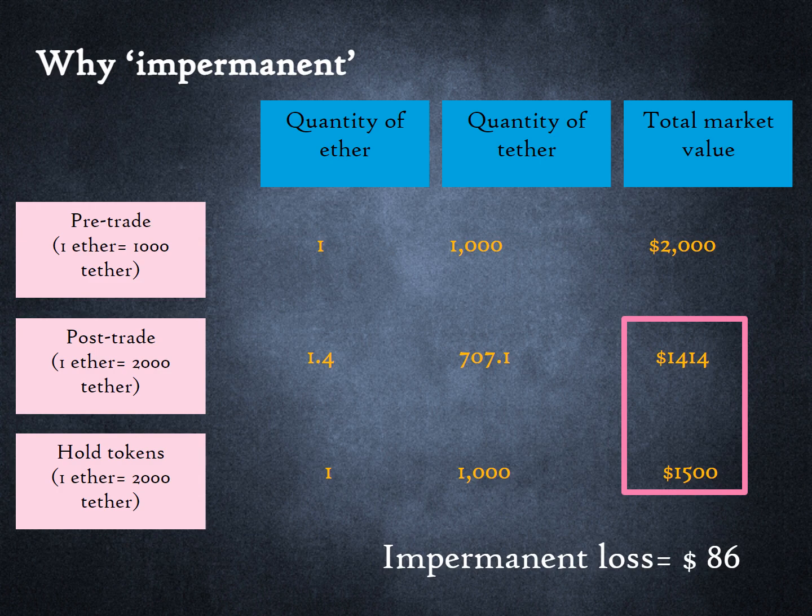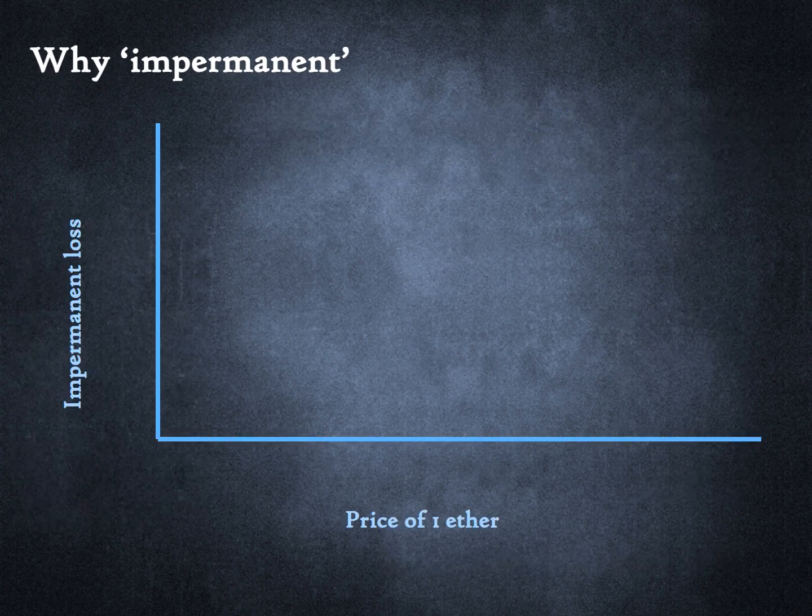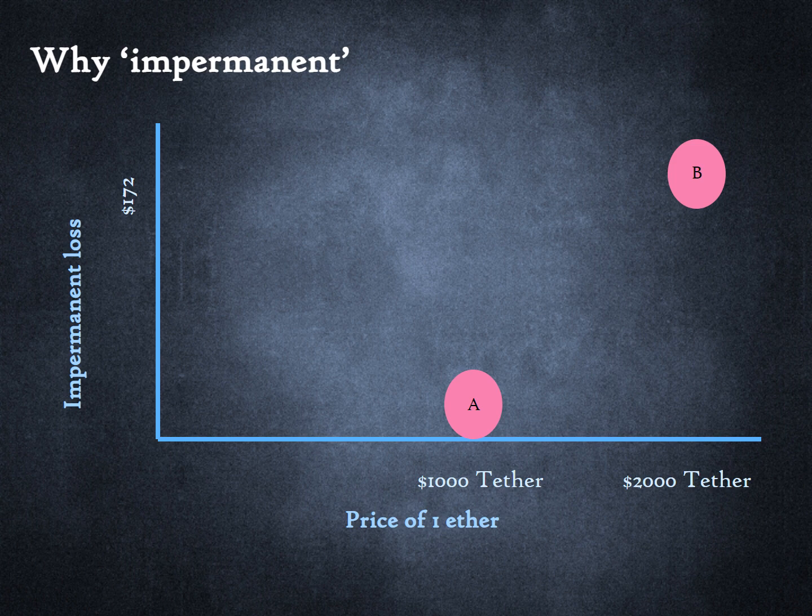Next, we will review the significance of this. At the starting point, the market exchange rate was 1 Ether to 1,000 Tether. The impermanent loss at this point is 0. In one scenario, the market price of Ether increased to 2,000 Tether. The impermanent loss was $172. In another scenario, the market price of Ether decreased to 500 Tether and the impermanent loss reduced to $86.